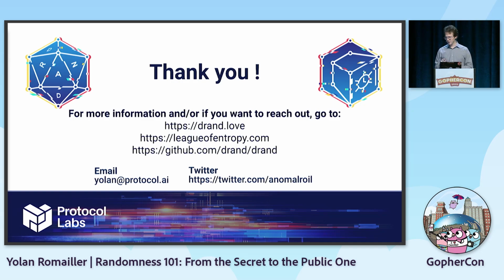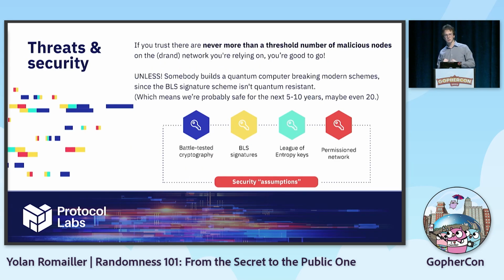And I see I still have a little bit of time, I think. So I have a few extra slides at the end in case you're watching this at home or reading the slide deck. So the threat model behind DRAND and the way we do public verifiable randomness is basically that you need to trust that the BLS signature scheme is secure. You need to trust that there is never a threshold number of nodes in the league that is compromised. And that's it.